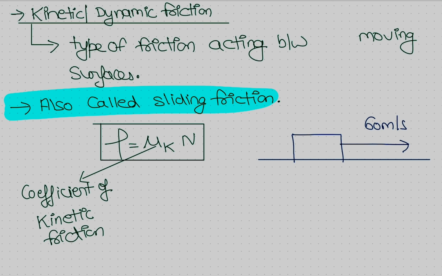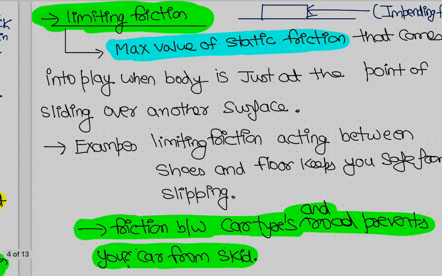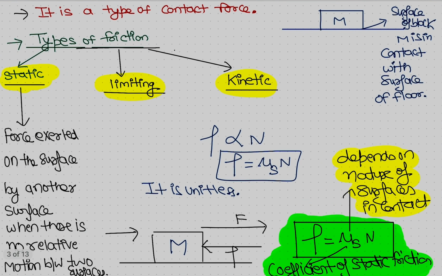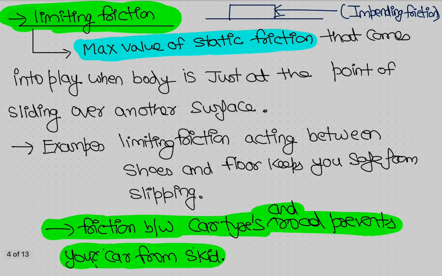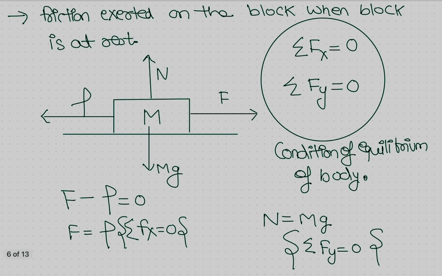It is also dependent upon the nature of the surface in contact. So guys, I hope all of you are getting the concepts of all the three types of friction and the applications where all three different types of friction can be applicable, right? First one is static, second one is limiting, also called impending friction, and third one is kinetic or dynamic friction. Okay, so let's move on to another part.